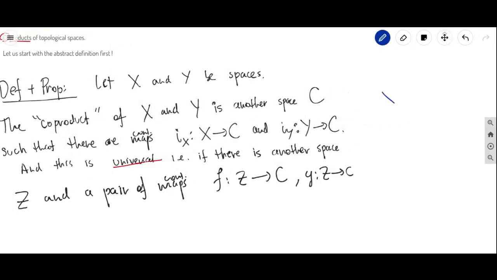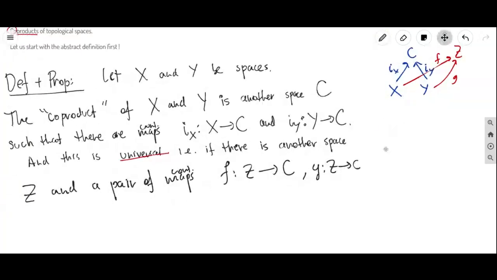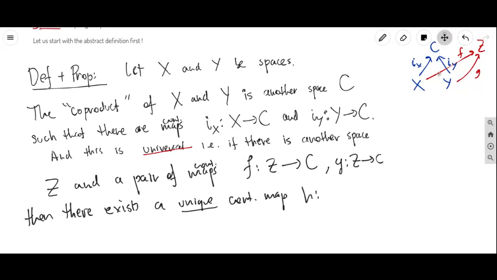Let's call them F from Z into C, and G from Z into C. And let's draw a picture so we see what's going on. Okay, so here's the picture. Here's X, here's Y. They're being mapped into C. This is IX, this is IY. And then we have another space over here, Z, and now the arrows go in the opposite way. This is F, and this is G. So then there exists a unique continuous map. It's called H, and you have to figure out which way it goes.